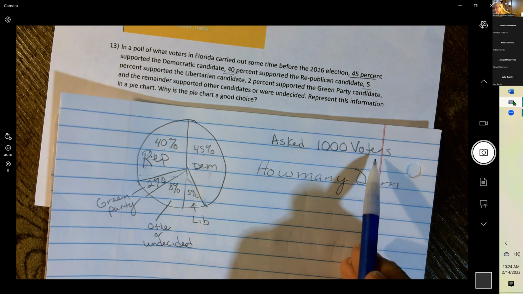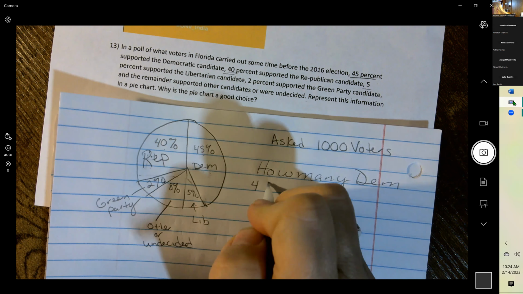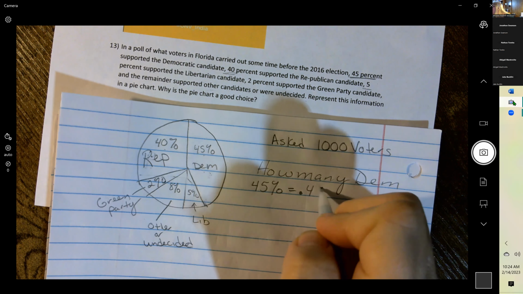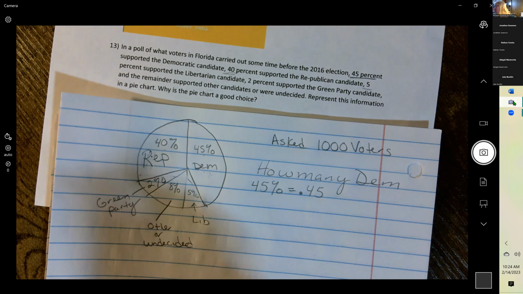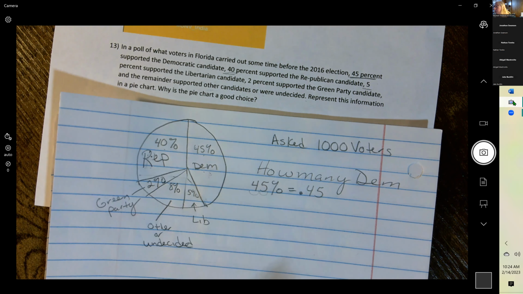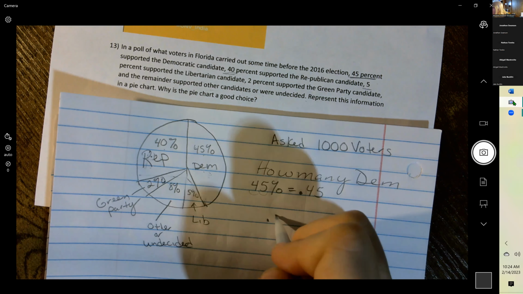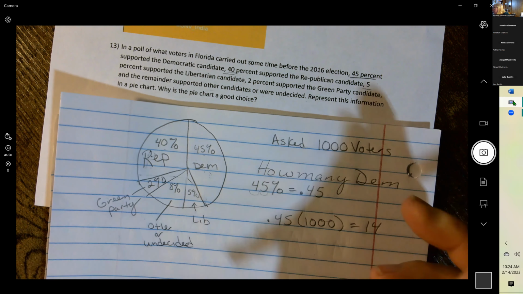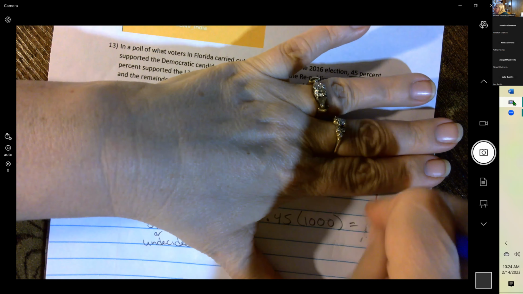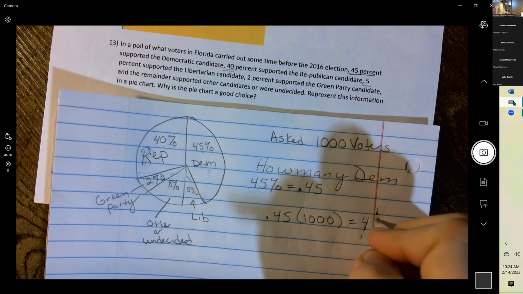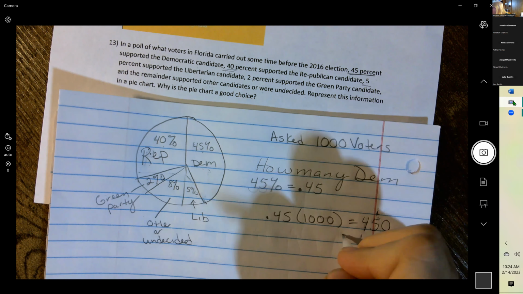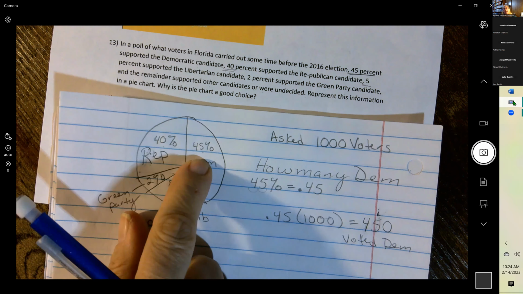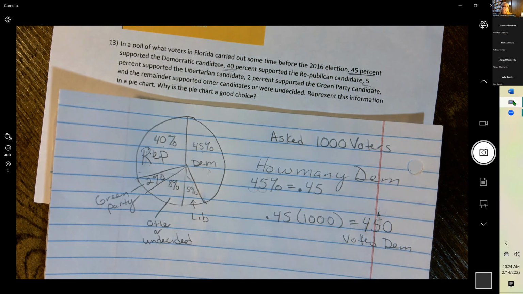Of means to multiply. But remember, you have to write your 45% as a decimal. 0.45. Remember, divide it by 100 or move the decimal to the left 2. So we take the 0.45 times the 1,000. 450 of them were Democrats, or at least voted Democrat. So you need to write your percent as a decimal and then multiply.